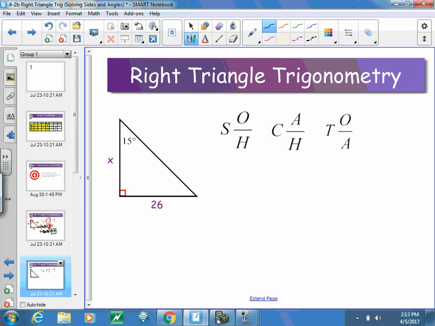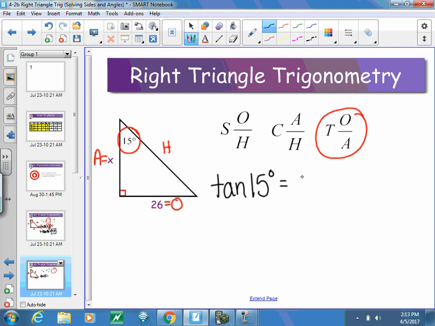Okay, another example here. Again, I have a right triangle where I have an angle of 15 degrees. The 26 that's right here is opposite of that angle, so that's going to be our opposite side. Our x right here is our adjacent side, and I don't have anything on the hypotenuse. So I'm trying to find the adjacent side given the opposite. When it comes to opposite and adjacent, that's when we're going to set up using our tangent. So I can set this up as the tangent of 15 degrees is equal to the opposite, which is 26, over the adjacent, which is x.